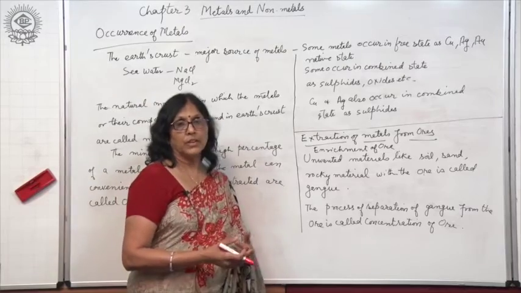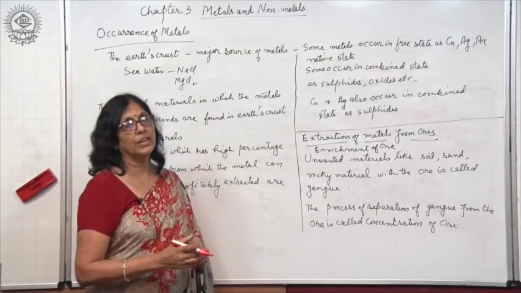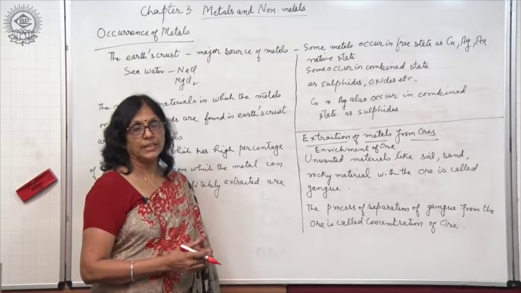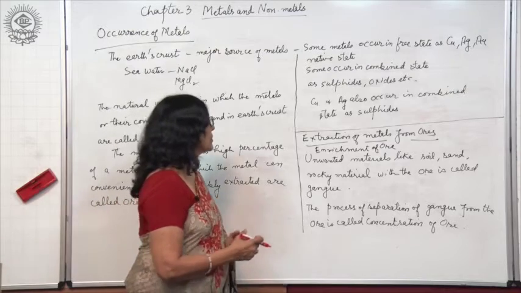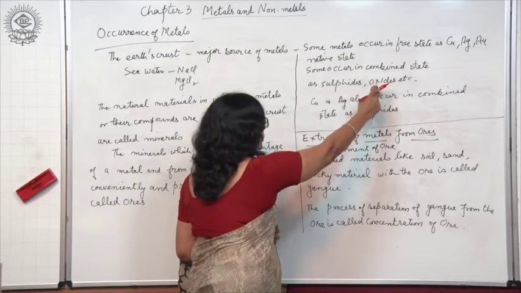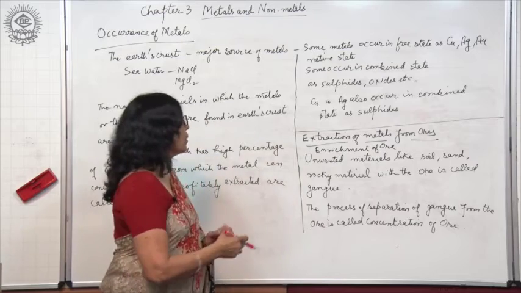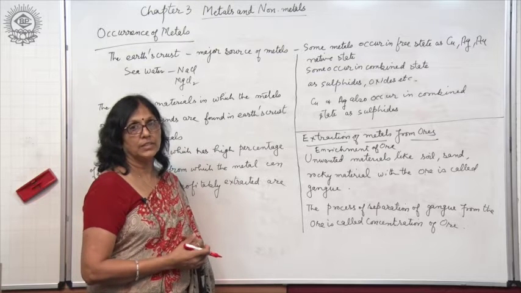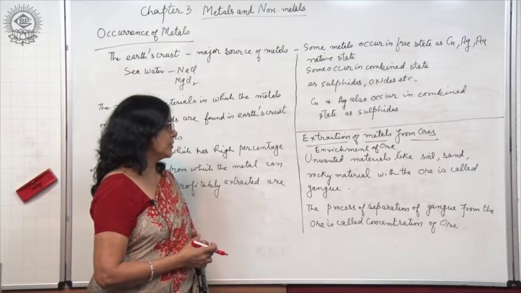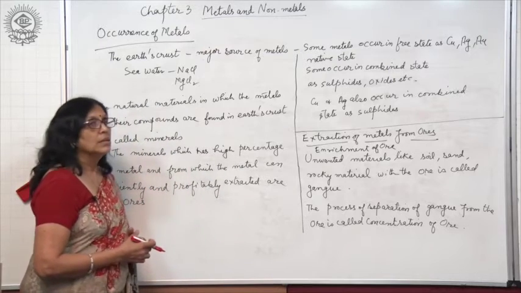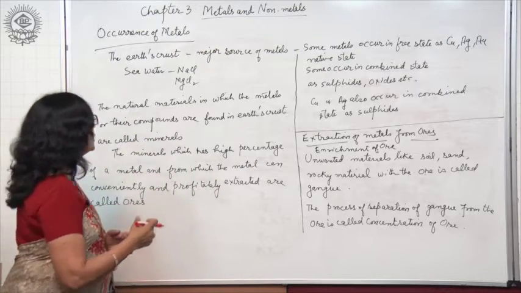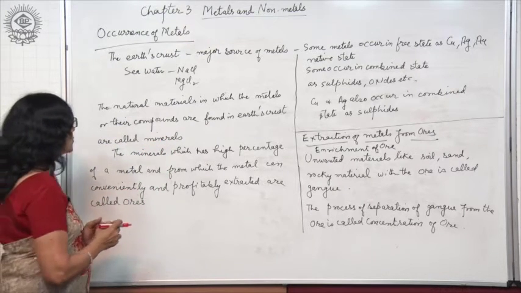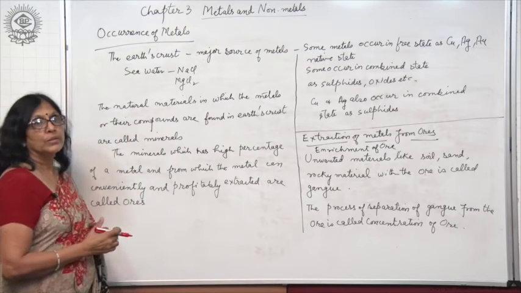Some other metals, which are moderately reactive or very reactive, are found in the combined state, either as sulfides or oxides, etc. So, they occur in the combined state as compounds. Copper and silver are the metals which not only occur in the free state, in the native state, in the Earth's crust, but also in the combined state. In nature, these occur in the minerals in the form of compounds. In the Earth's crust, they are found as compounds.